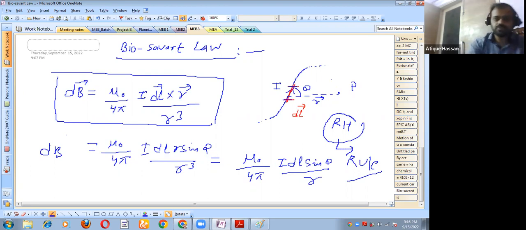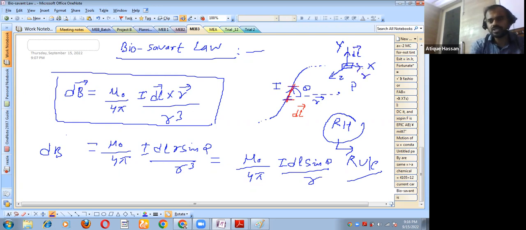You have to apply the right hand rule and see the direction of DL cross R. Suppose I am taking DL like this. Suppose this is the X axis, this is the Y axis, and this is the Z axis. I'm just taking it to explain. Suppose the current is like this, how do we find DL cross R? Suppose DL is along this direction and R is along this direction.